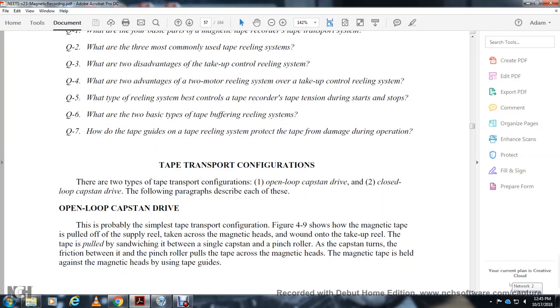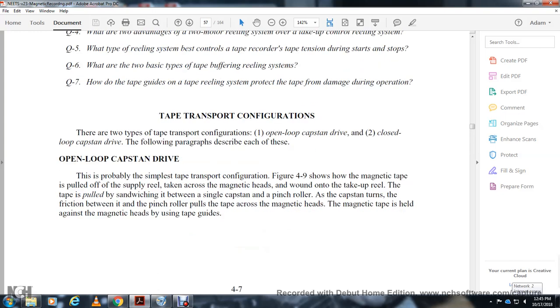Tape transport configuration. There are two types of tape transport configuration: open loop capstan drive and closed loop capstan drive. The following paragraphs describe each of these. Open loop capstan drive is the simplest configuration. Figure 4-9 shows magnetic tape pulled off the supply reel, taken across the magnetic heads, and wound onto the take-up reel. The tape is pulled by being sandwiched between a single capstan and a pinch roller. The capstan turns, and through the friction between the pinch roller and the capstan, the tape is pulled across the magnetic heads. Tape guides help keep the tape aligned with the magnetic heads.